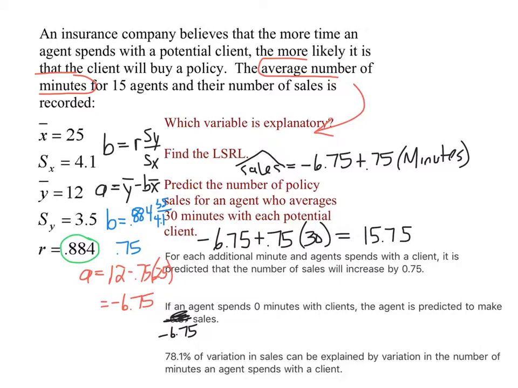Okay, so again, you've got your meaning of slope here. Remember the word additional: for each additional explanatory, what's predicted to happen in the response. For the y-intercept, if the explanatory is 0, what's predicted to happen in the response. And r squared is the variation in the response that can be explained by variation in the explanatory. All right, let's look at an AP question.